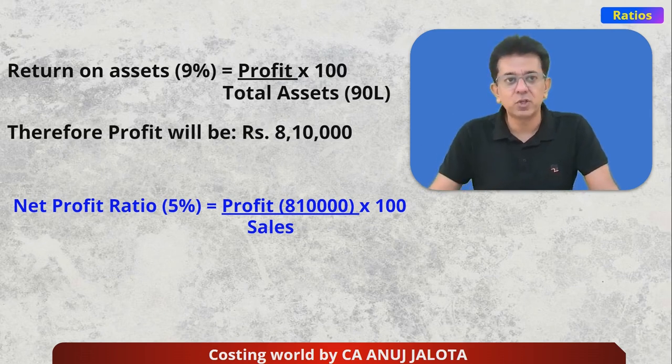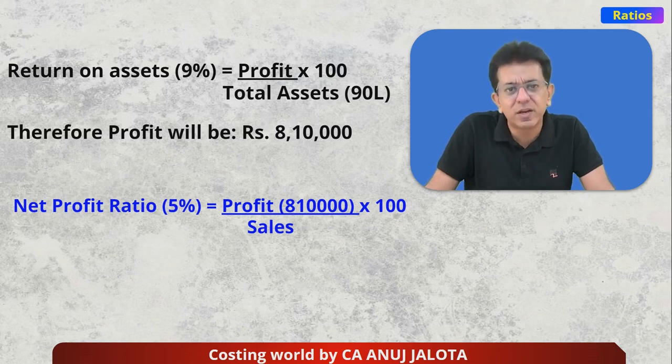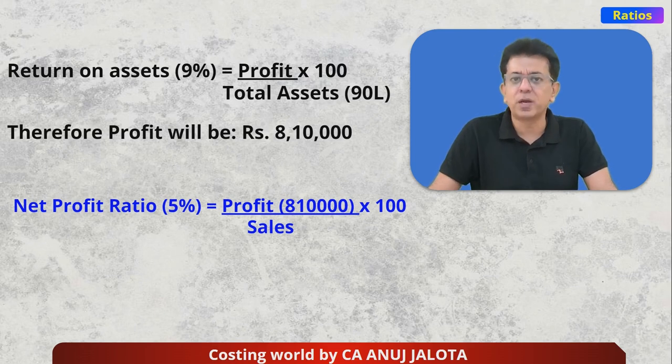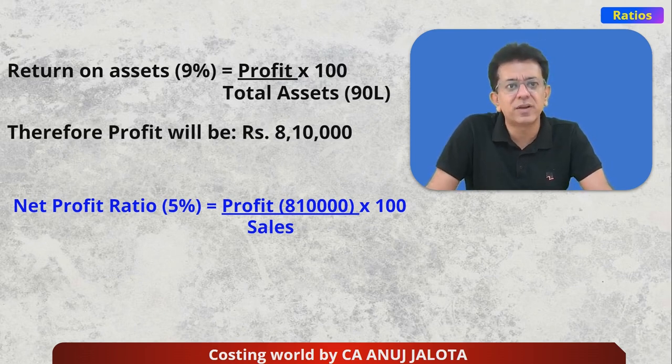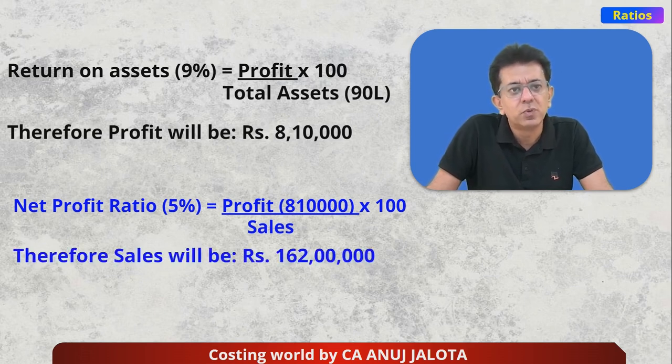So net profit ratio is profit upon sales into 100. Profit was 8,10,000. In case I divide profit by the profit ratio, that is 5%, I should arrive at sales. So pick up your calculators, please. 8,10,000 divided by 5% should give you 162 lakhs. So therefore, sales will be 162 lakhs. That is 8,10,000 into 100 upon 5.